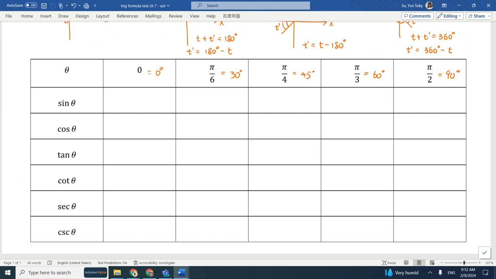Okay, how do we fill in the row of sine theta? Yeah, square root of n over 2. And we let n be 0, 1, 2, 3, 4. Thank you. So now you guys take turns to answer my questions. Okay, sine 0. 0. Sine pi over 6. 1/2. Madison, sine pi over 4. Yes. Sine pi over 3.